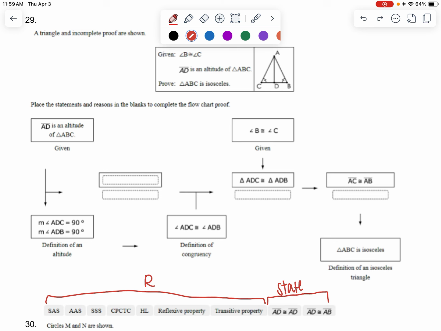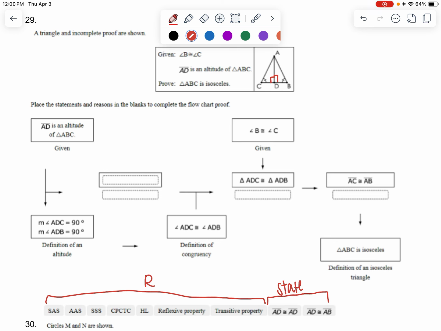Looks like my diagram has been marked for the most part. I just want to make sure that I mark as I go here. So I have the altitude marked. I have B and C marked. Okay, so I'm making a mental note that I've done that. I've got that ADC is 90 and ADB is 90. So ADC and ADB are 90.